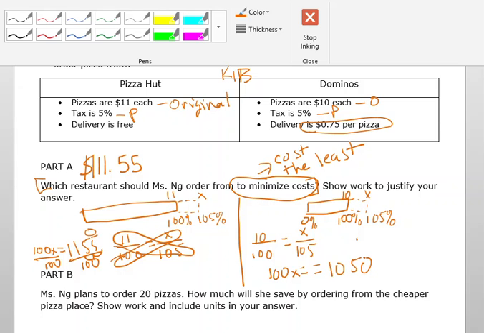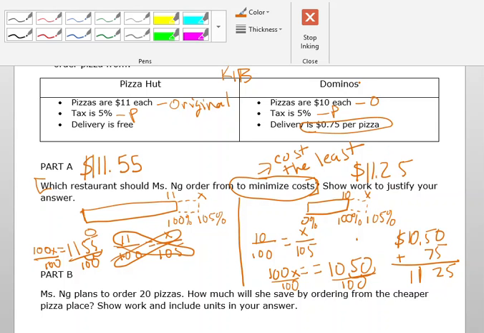So the pizza here is going to be divided by 100, moving my decimal in. The pizza here is 10.50 plus 75 cents, which is going to give me 11.25. All right, so this is 11.25 per pizza.